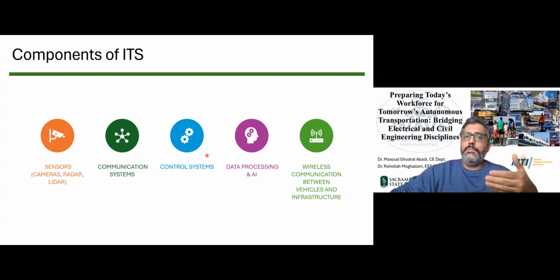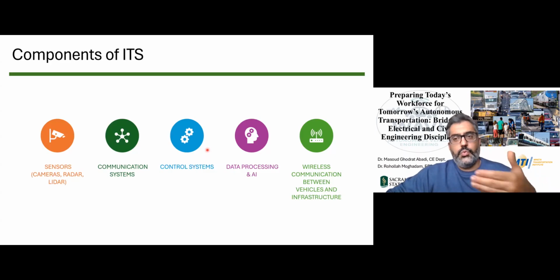And with that, we will make some decisions for the control. And we will need advanced data processing, because with ITS, we are usually dealing with big data and real-time data, and we need to make decisions. So integrating AI into that decision making would be very important. And of course, the key enabler here would be the wireless communications between different components of our transportation network.